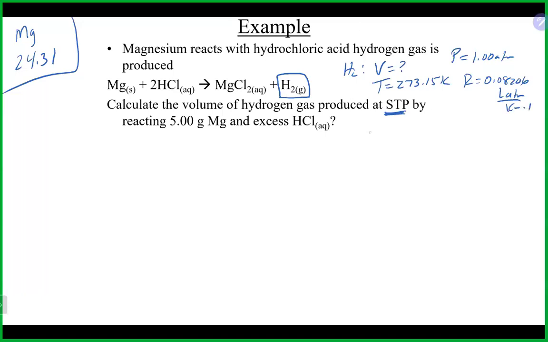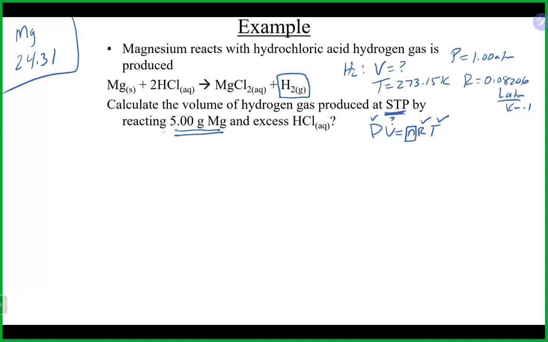So again, if we want to look at PV equals nRT, we see a similar sort of outcome as we've been seeing. We have temperature, we have R, we have pressure. We're looking for volume. Once again, here we are missing the moles of H2. That will be supplied to us through stoichiometry because the other piece of information we have is that we are starting with 5 grams of magnesium. So once again, we're going to use stoichiometry to get moles of hydrogen that would be produced, and we could then use it in our gas law.